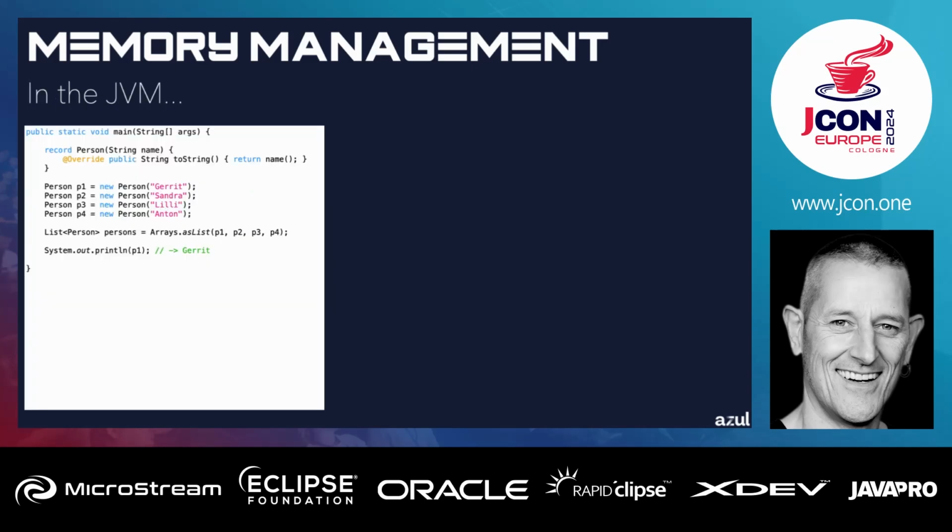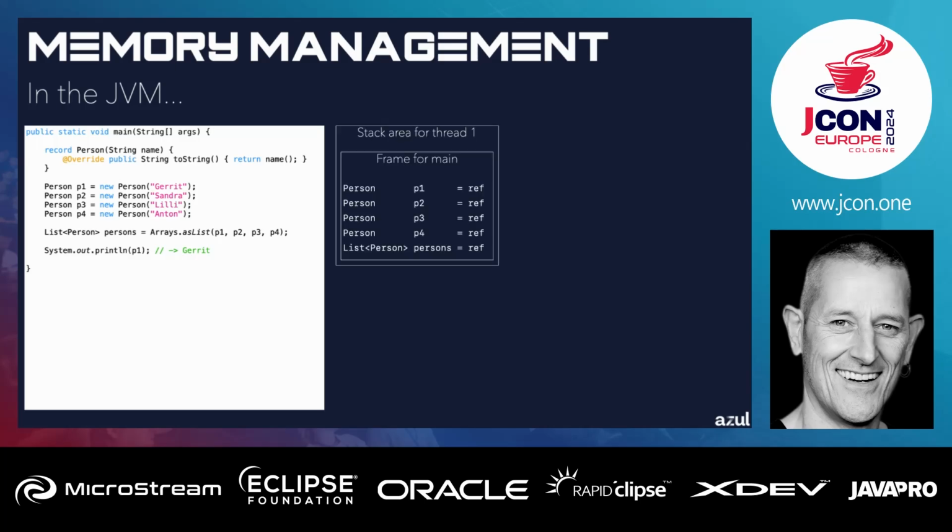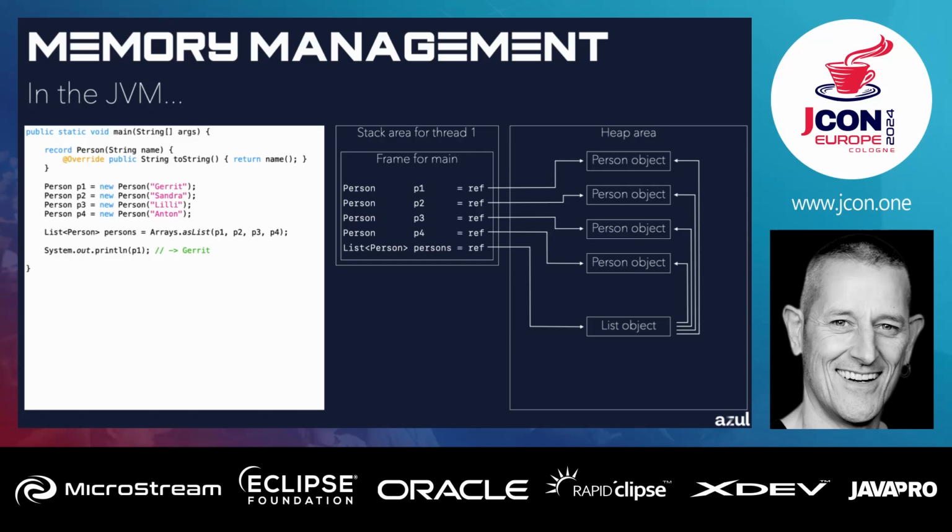If we take a look at this very fancy program here, we see that we have a record, and then some instances of that. How would this apply to JVM memory management? First of all, we have the thread for this application, and then we have the stack. We have the references for these person objects on the stack, and for the list. Then in the heap we have the actual objects. You see the pointers from the references to the actual objects in the heap, and the one to the list, and the list points to the objects again. Why is that important? Because all of these are reachable now: if I have them on the stack, I can reach them in the heap by these references.